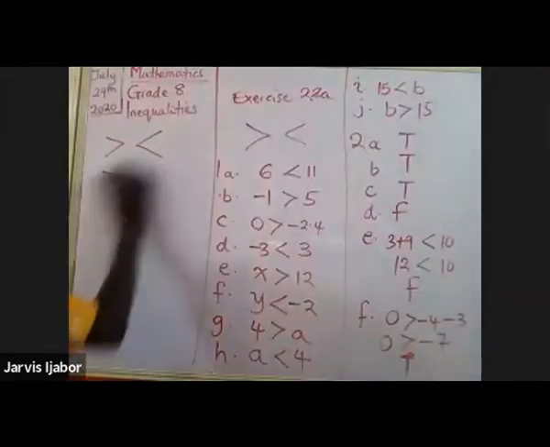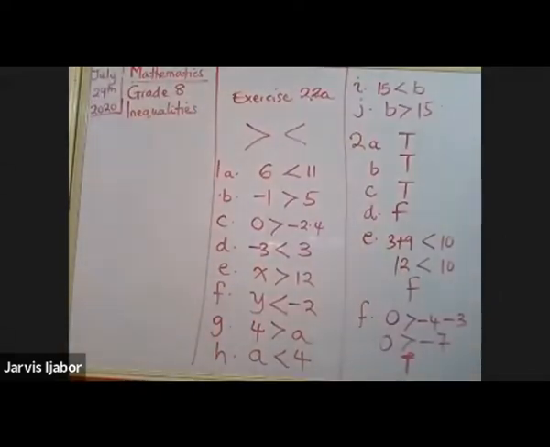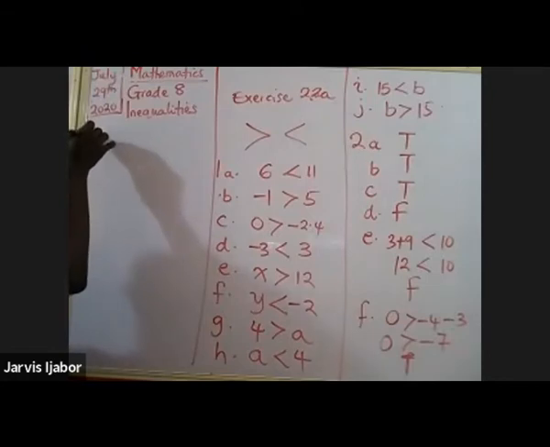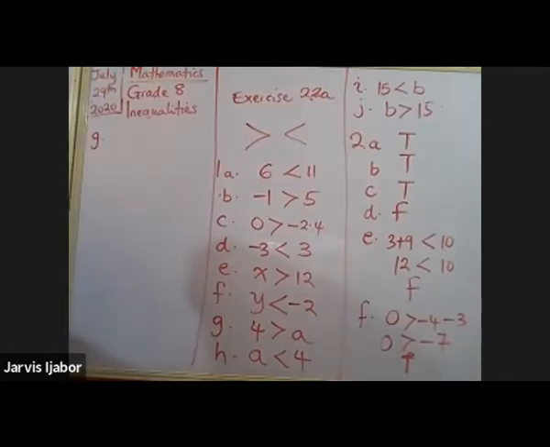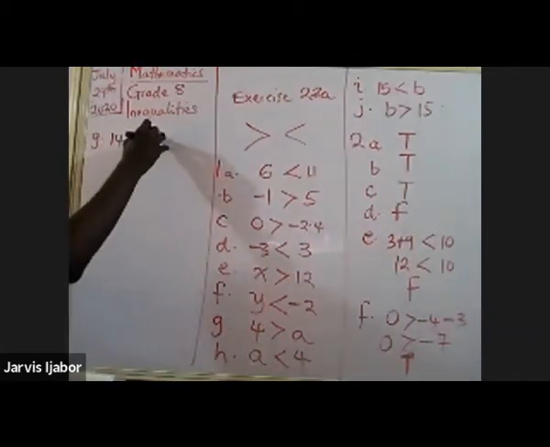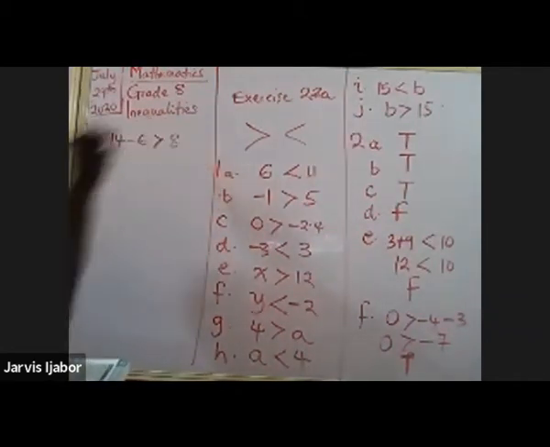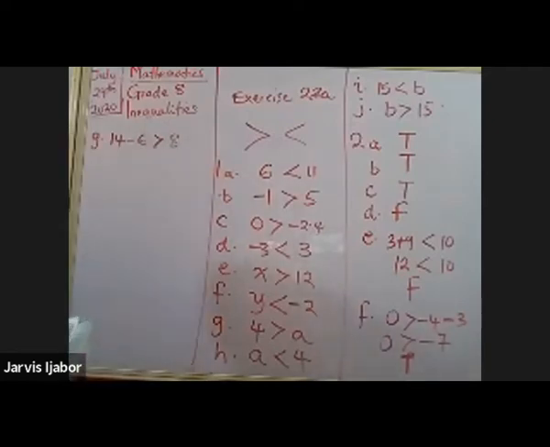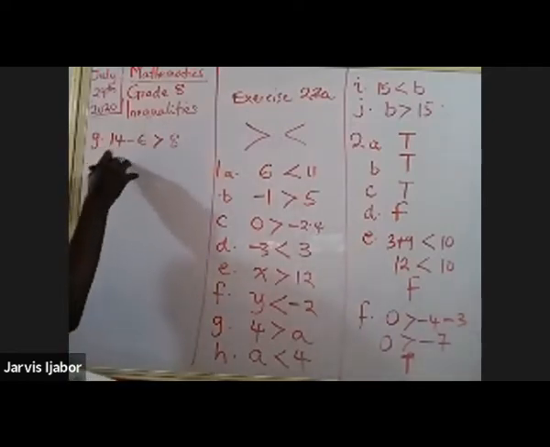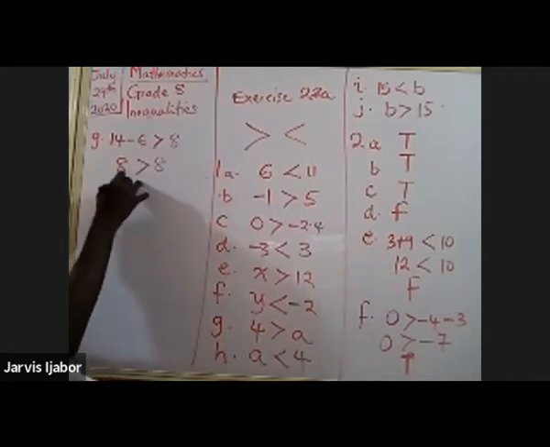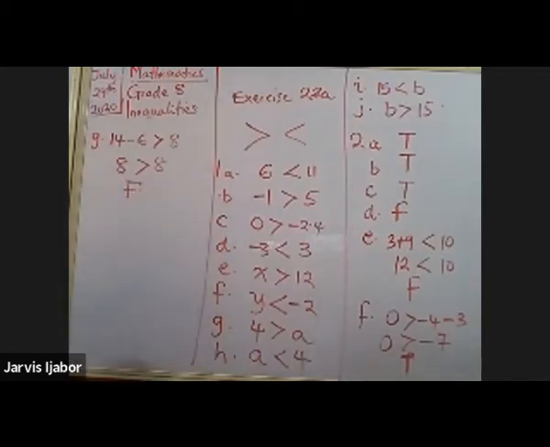All right. G. In G, it will be 14 minus 6 greater than 8. So let's look at this. This will mean 8 is greater than 8. This is not true. This is false. If two numbers are the same, the one cannot be bigger than the other. So take note of that.